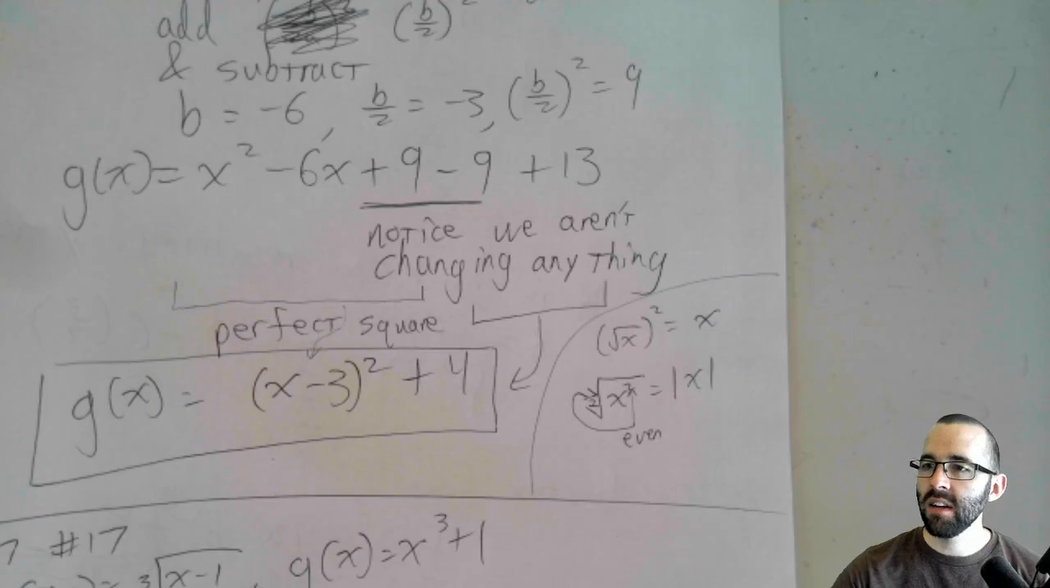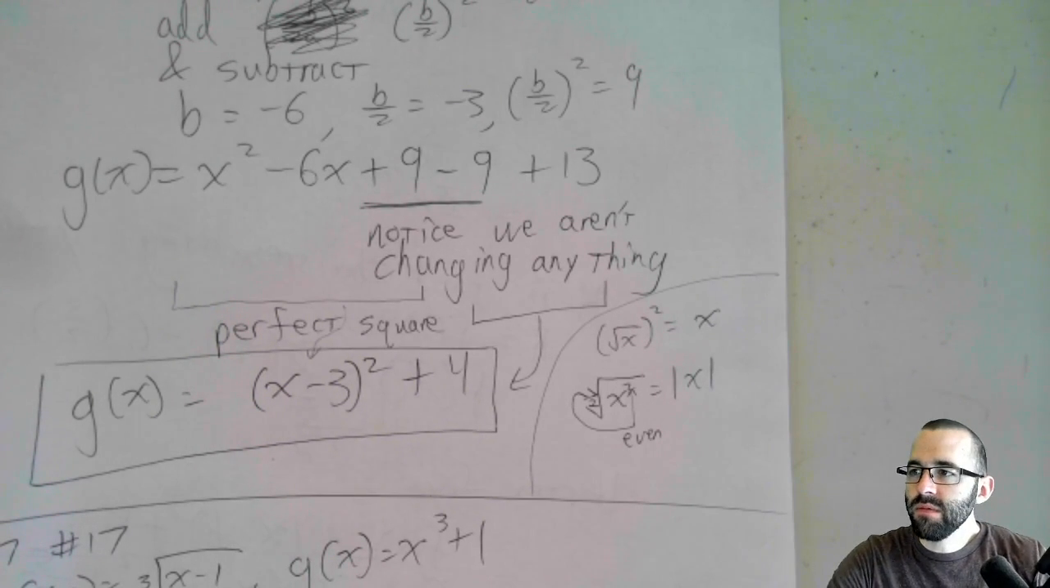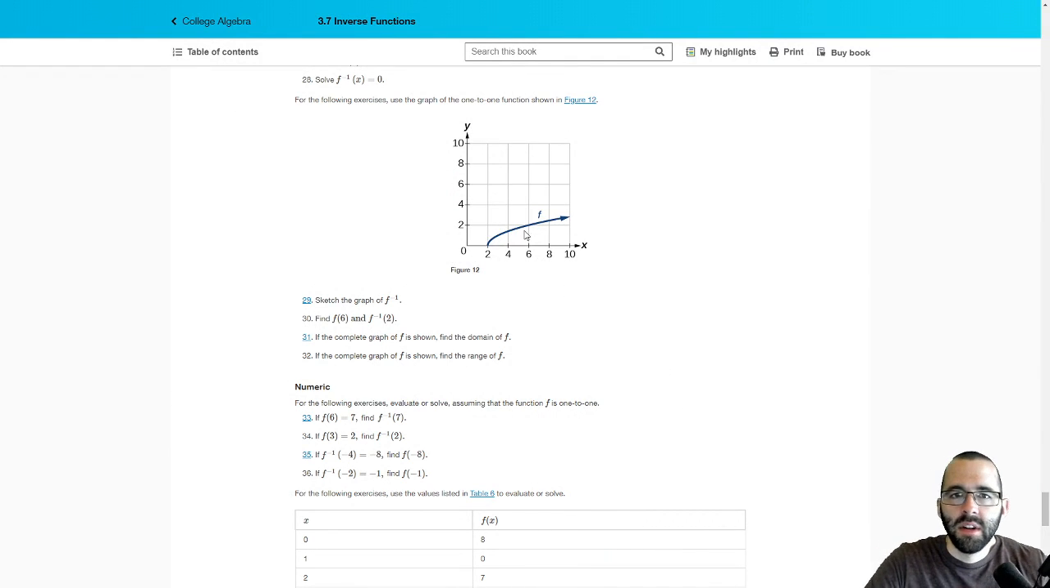Oh, number 29? Yeah, good. So 29, use a graph of the 1-1 function. Sketch a graph of f inverse. So yeah, this is very similar to what we did at the end of today.